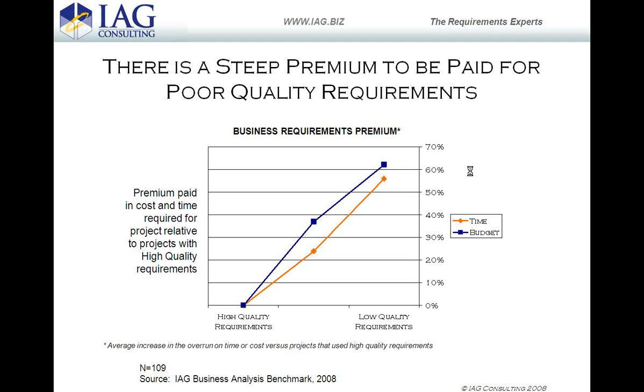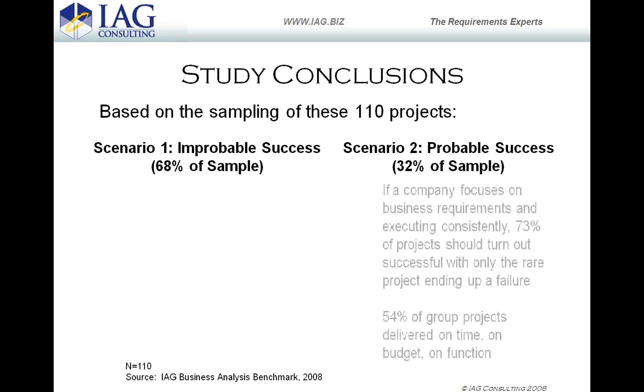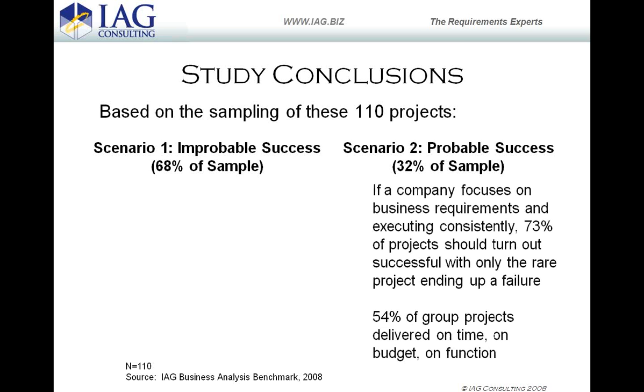And what I want you to do is take a look at the Scenario 2 definition, because if this doesn't look like your company, you may not be a Scenario 2 organization. Those companies that focused on doing business requirements and executing consistently had 73% of their projects turning out to be a success, and only the rare project was a failure. 54% of that group's projects were delivered on time, on budget, and on function.